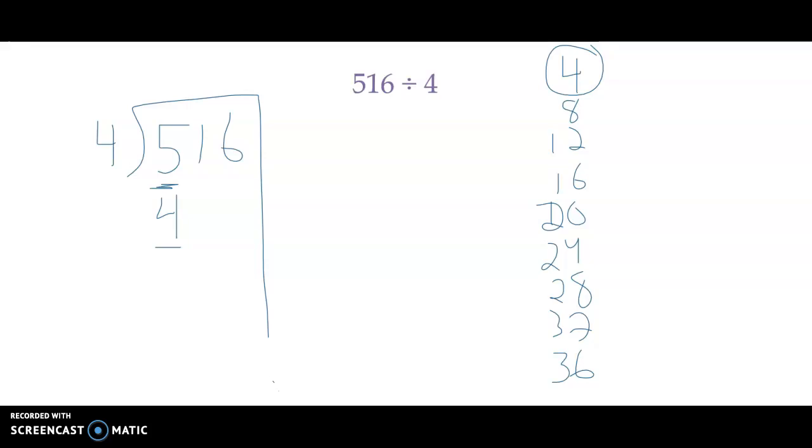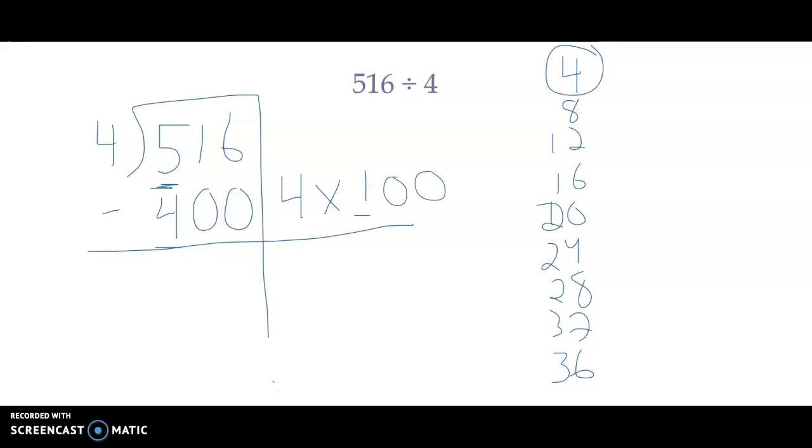And then I want to make my 4 the same amount of digits as my 516. So I'm going to tack on 1, 2 zeros to make it the same amount of digits. So I'm subtracting 400. Division is the same thing as repeated subtraction. So I'm subtracting this group. And I know that to get to 400, I multiplied 4 times 100.